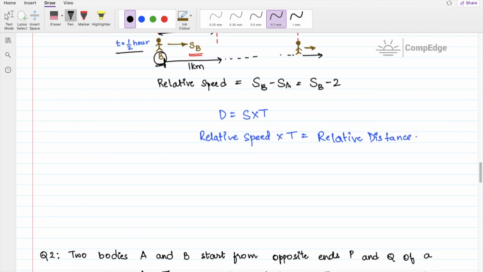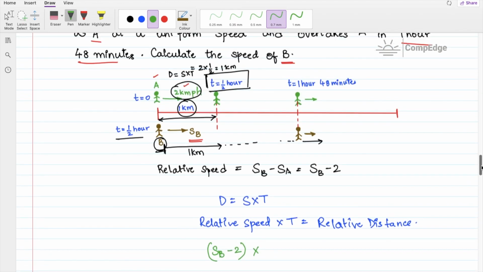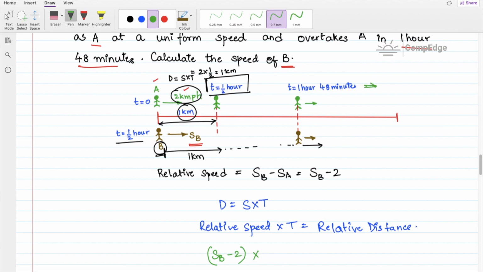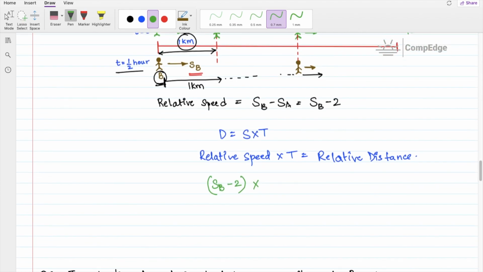So the relative speed, that is SB minus 2, into the time. Time is 1 hour 48 minutes. Let me convert it into hours completely. This is 1 plus 48 by 60, which becomes 1.8 hours. So SB minus 2 into 1.8 is equal to the relative distance, that is 1 kilometer. From here I get SB minus 2 is equal to 1 by 1.8.